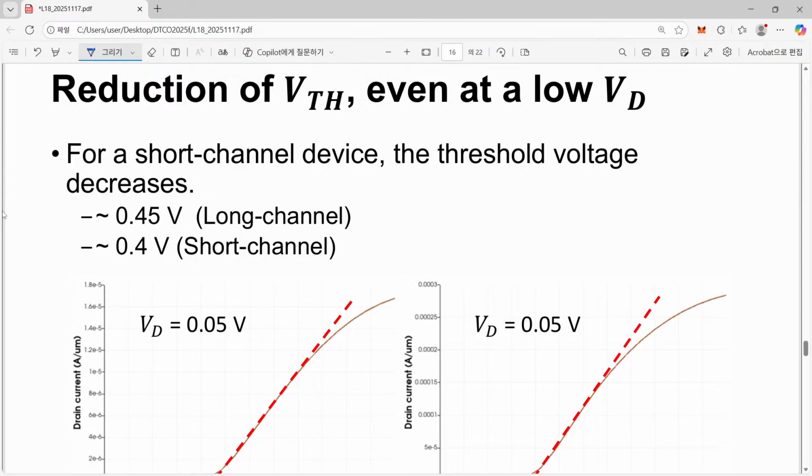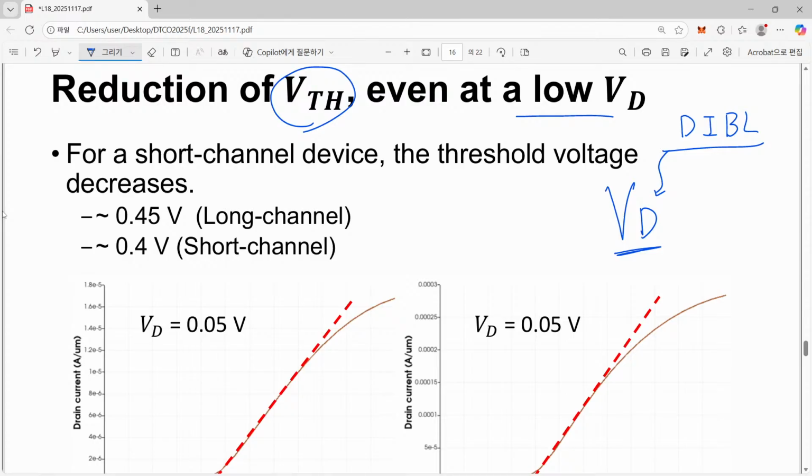So now we have covered this issue in the last semester, but I wanted to repeat it once again. We have a reduction of threshold voltage even at a low VDS. If you are familiar with the short channel effect, then maybe you know that there is an important effect of DIBL. However, please note that DIBL is the effect dependent on drain voltage. If we apply higher drain voltage, then threshold voltage is lowered.